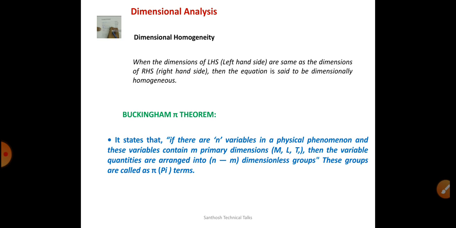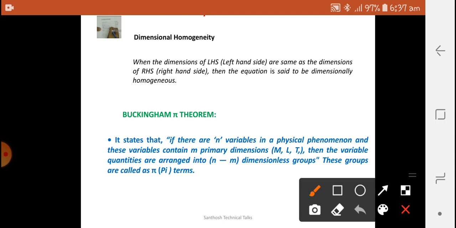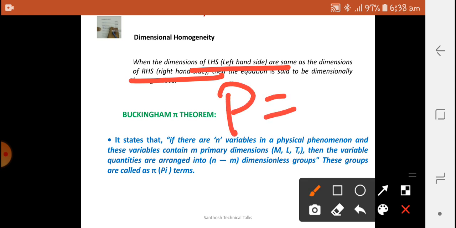when the dimensions of the left hand side are the same as the dimensions of the right hand side in the equation, it is said to be dimensionally homogeneous. What is meant by homogeneous? Yes, we know that it is the same everywhere. So here dimensional homogeneity gives that the right hand side units are equal to the left hand side units. I would like to quote an example: we know that pressure is equal to, as per the hydrostatic law, rho g h.